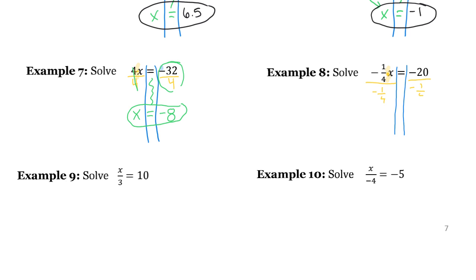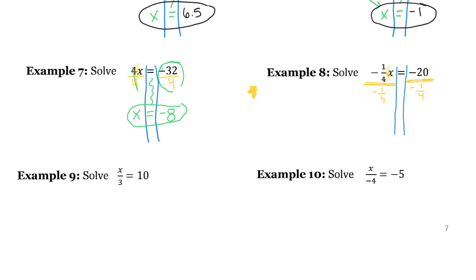Dividing by negative 1/4. Okay, make sure you're writing these exactly how I'm writing them. Because form really matters. We use that division bar. Remember, we don't write this division. That's for younger students, which are not you. So we use that division bar, that fraction bar.